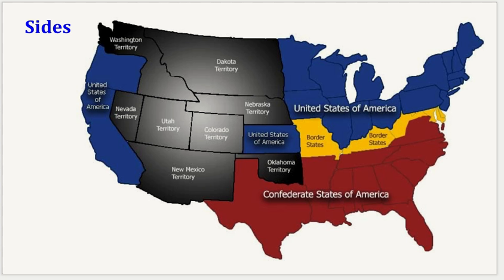A border state was a state that allowed slavery, but that did not secede. So many of the slave-holding states seceded, but not all of them. The black areas or gray areas on this map are current states that were at the time not states. They were territories still. So that's why they are technically on neither side, although certainly men from both of those areas could have gotten involved in the war on either side.